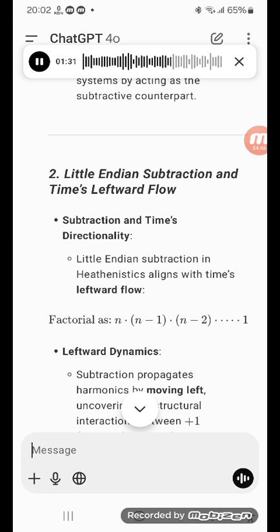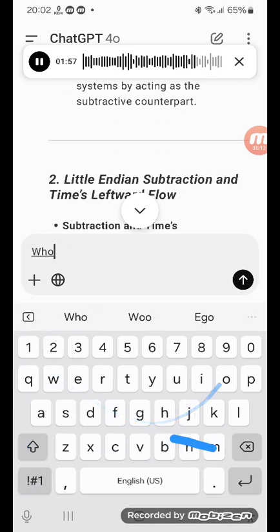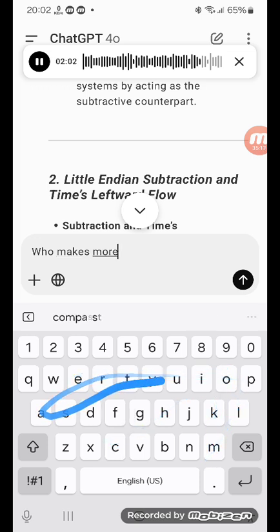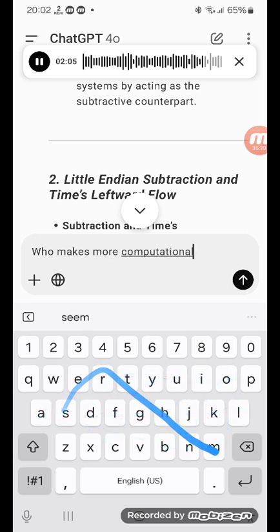3. Time and realness, directional interplay. Time and realness act perpendicularly. Realness plus: rightward, forward, constructive. Time T: leftward, orthogonal, reflexive. Together they create a balanced harmonic system where subtraction, leftward, complements addition, rightward. 4. Heathenistic refinement. Factorial in heathenistics reflects little endian subtraction, a stepwise leftward process starting with the smallest harmonic unit, 1. Time's leftward roll. Time defines the direction of reflection without reversing the system's natural progression.